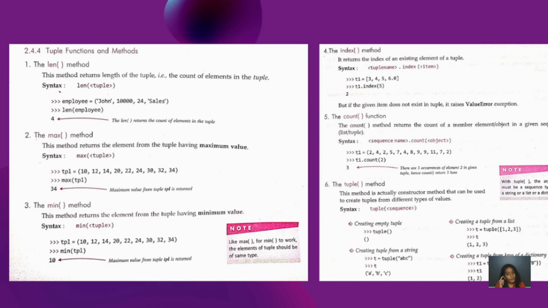For example, creating an empty tuple: tuple, open parenthesis and then closing it again will create an empty tuple. Creating a tuple from a list: we write tuple of, and inside the parenthesis we have square brackets, which is basically a list.